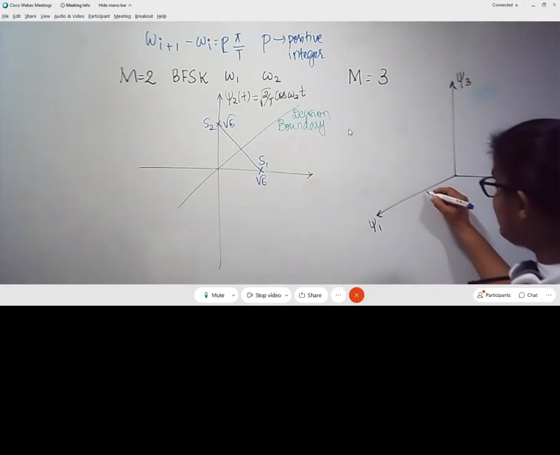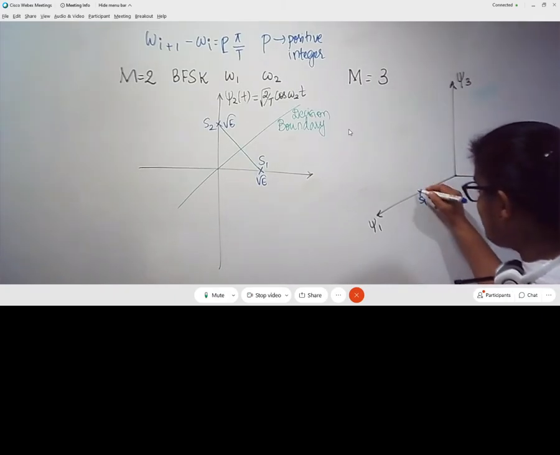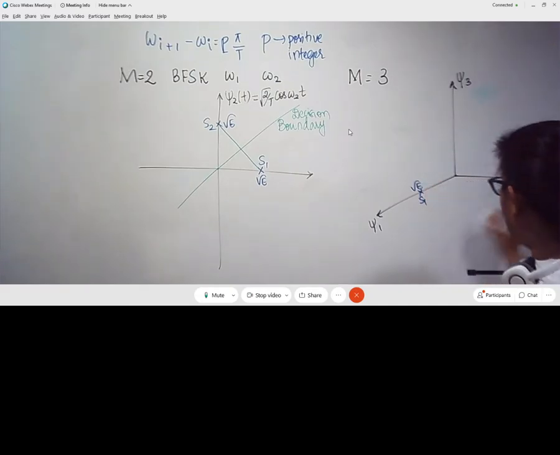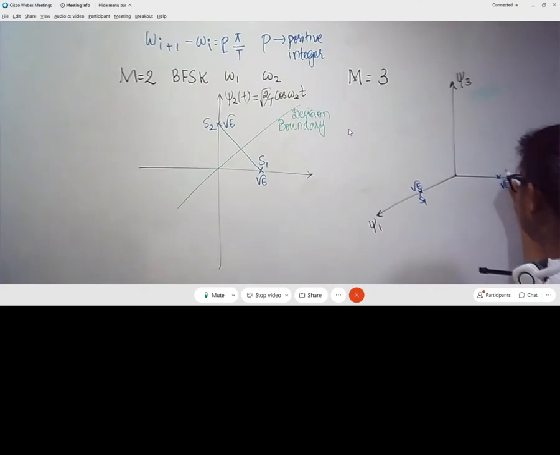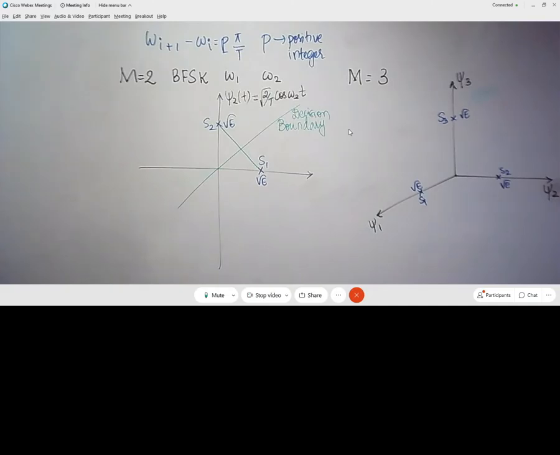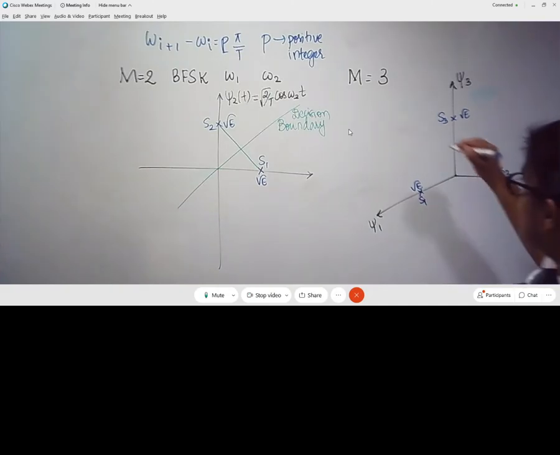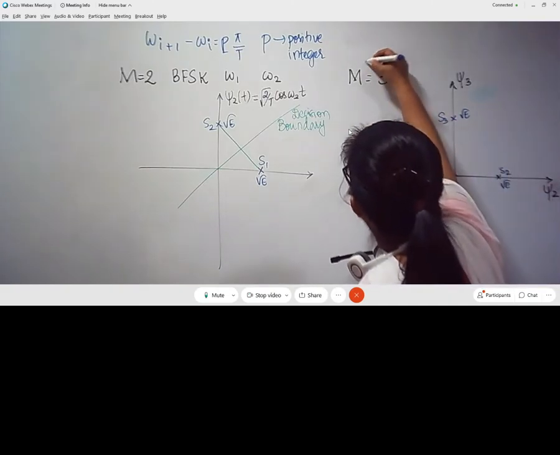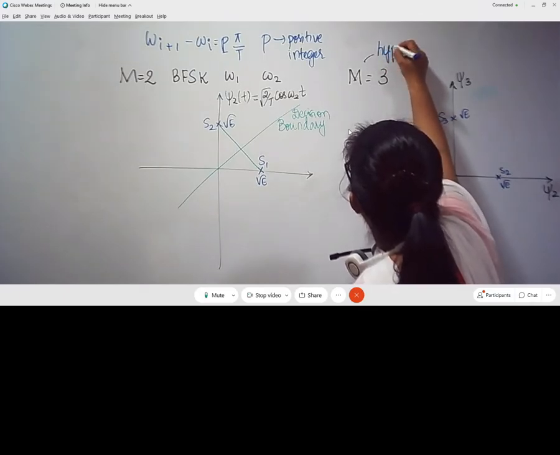basis functions, along Xi1, I will have S1 with an amplitude root E. Along the basis function Xi2, I will have symbol S2 with an amplitude under the root E. Along the basis function Xi3, I will have the symbol S3 with an amplitude under the root E. So please remember this. And this m is equal to 3 is a hypothetical scenario.